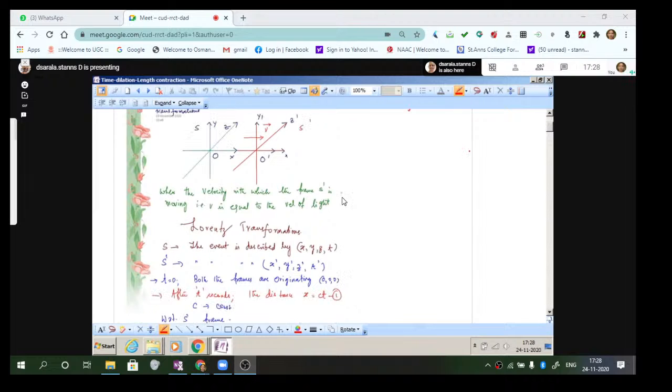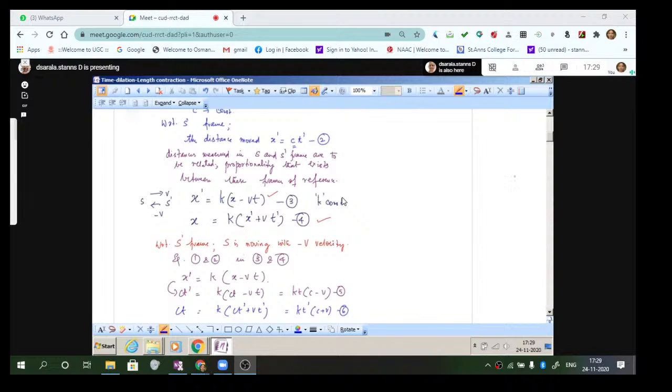So now let us consider two coordinate systems of axes. Frame S is designated, and the position of any point is described by x, y, z, t, and your S prime will be designated by x prime, y prime, z prime and t dash. Okay.